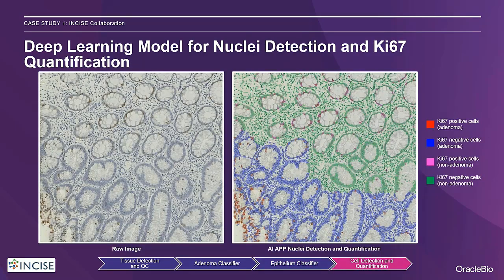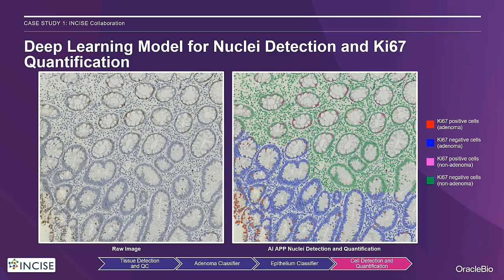And finally, we reach the last stage of the workflow where we do nuclei detection and quantification of Ki67 positive cells. This app is based on the Visiopharm bright field nuclei detection app, which is one of the deep learning apps included in the AI module.